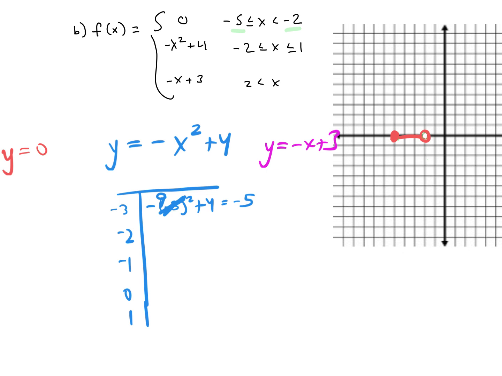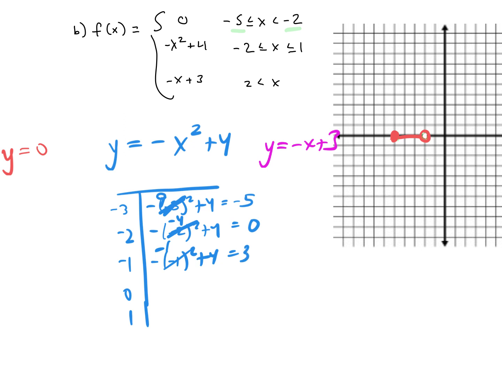So now I have -2. So I have -2 squared plus 4. Well, what's -2 squared? 4. And then there's that negative out in front. So it's actually -4 plus 4, which is 0. Now I have -1 squared plus 4. -1 squared is 1. That negative's still there out in front. So -1 plus 4 is 3.